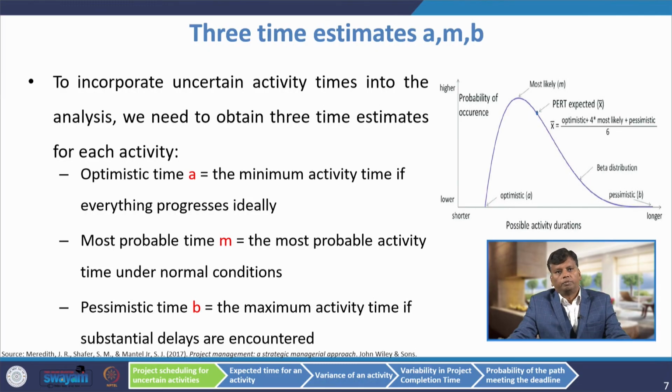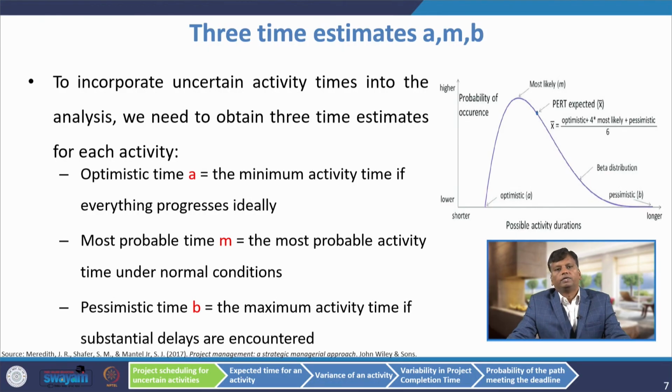For example, what is the meaning of the optimistic time called A? The minimum activity time if everything progresses ideally, that is the optimistic time. The next time is the most probable time, we call it M. What is the meaning of this M? The most probable activity time under normal conditions. Then the pessimistic time, we call it B, that is the maximum time if substantial delays are encountered.